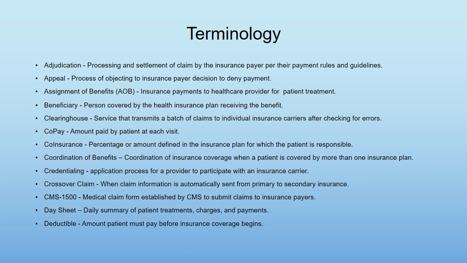Coordination of benefits, sometimes abbreviated as COB. That's the coordination of the insurance coverage when a patient is covered by more than one insurance plan. You need to determine which is primary insurance and which is secondary insurance, and there are rules for determining that we get into in the fundamentals course in more detail.